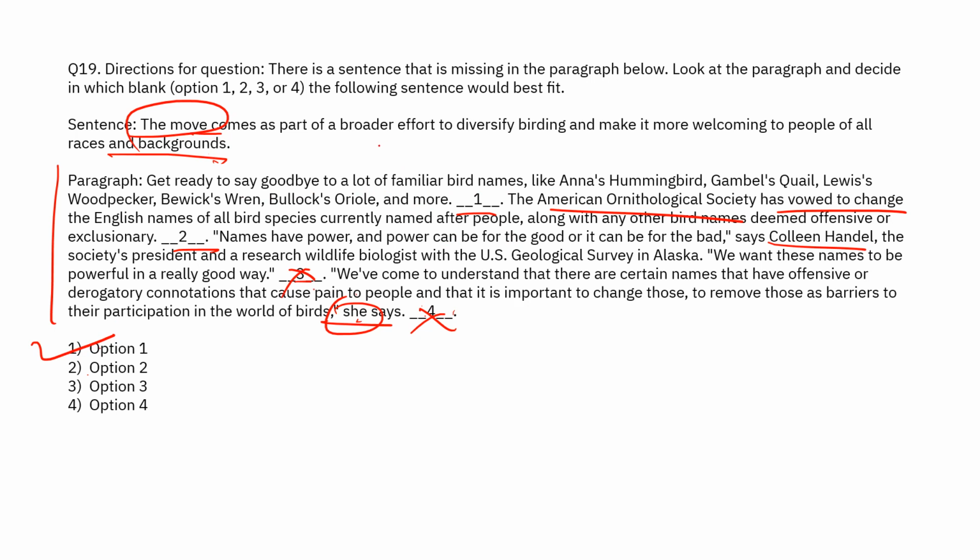So get ready to say goodbye to a lot. The move comes as a part... I won't connect it better here. I would connect it better in 2. The American Society has vowed to change the English names along with any bird names deemed offensive or exclusionary. The move comes as a part of broader effort to diversify birding and make it more welcoming. This is very logical. It could very logically come at 2.